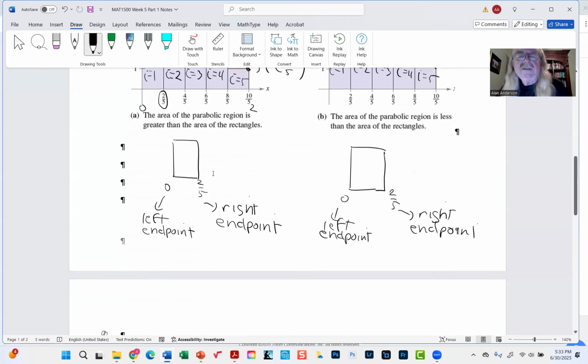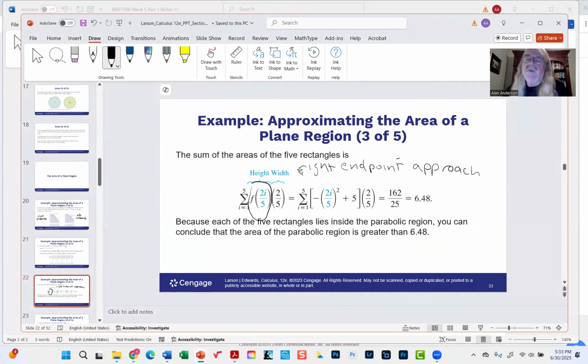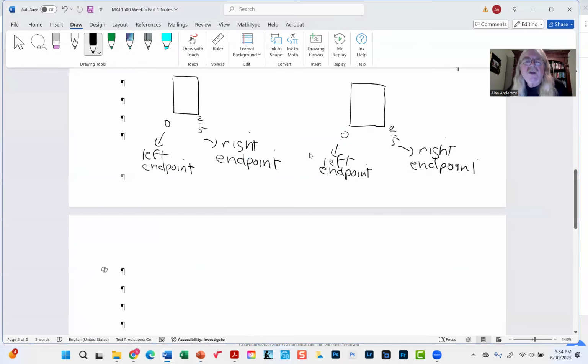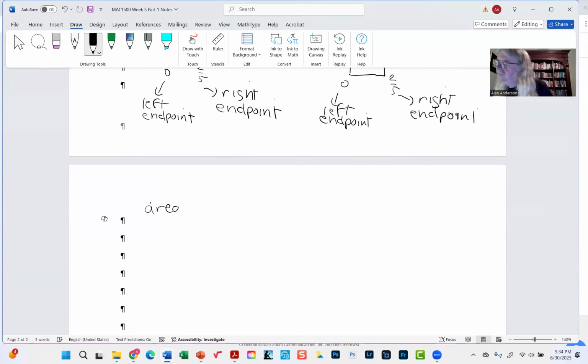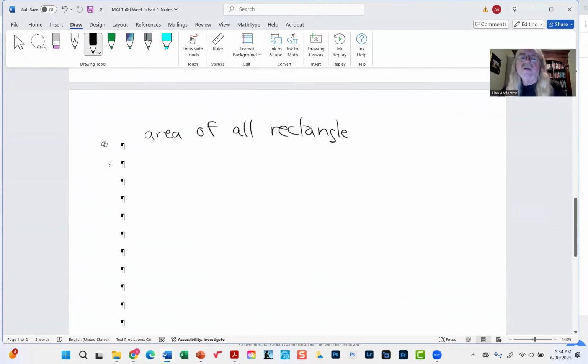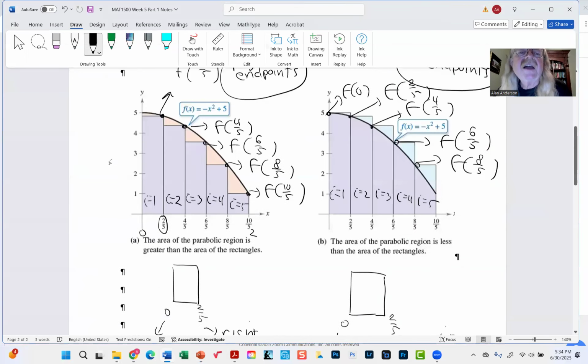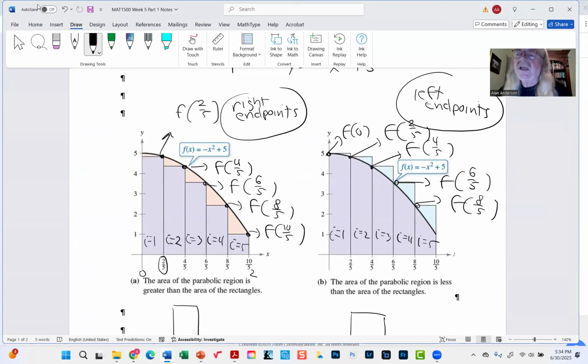All right. So now I think we're ready to see what comes next. Here they're going to give you a quick example of how you would actually calculate these areas. As you know, the area of a rectangle is the base times the height. Luckily for us, the bases are all the same. They're all 2/5. That's the easy part. The height is the function itself evaluated, at least in this first case, at the right endpoint.